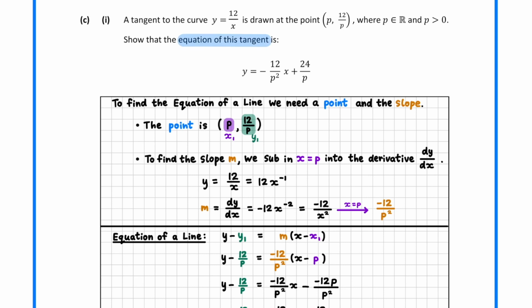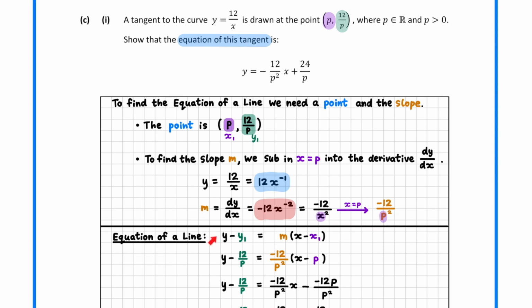In CI, we must find the equation of the tangent to the curve at the point P, 12 over P. To use the equation of the line formula, there's 2 things we need to know: a point on the line and the slope. The point is given to us directly here. To find the slope, we differentiate our function y is equal to 12 over x, and then sub in x equal to p.